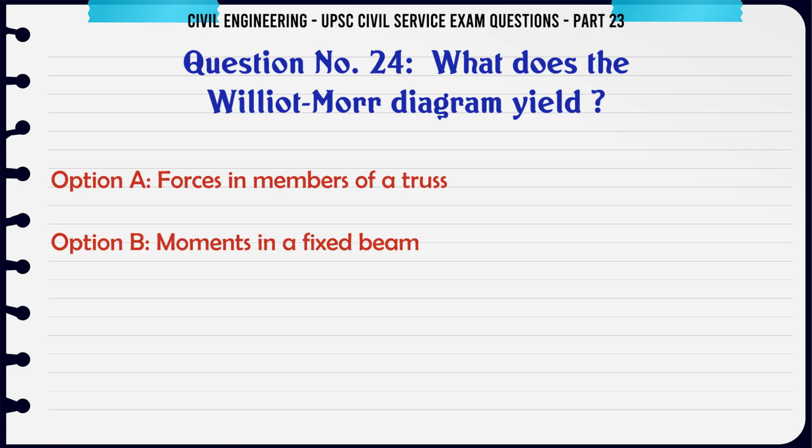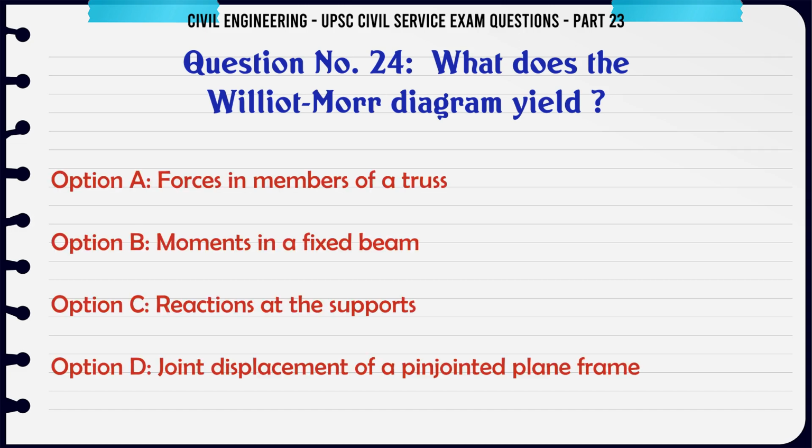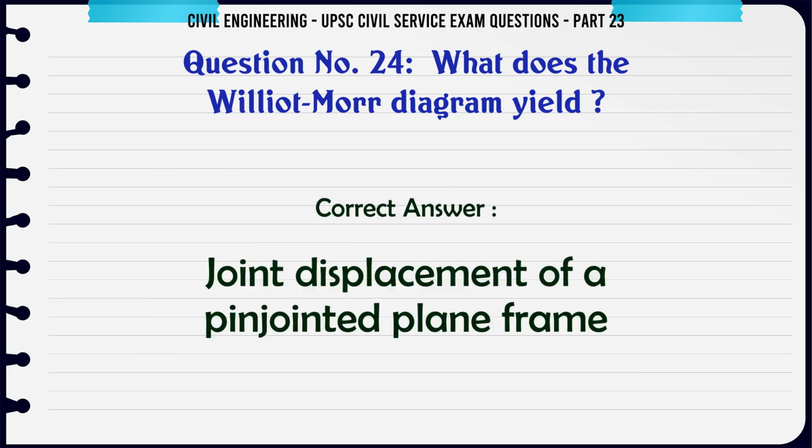What does the Williot-Mohr diagram yield? A. Forces in members of a truss. B. Moments in a fixed beam. C. Reactions at the supports. D. Joint displacement of a pin-jointed plane frame. The correct answer is joint displacement of a pin-jointed plane frame.